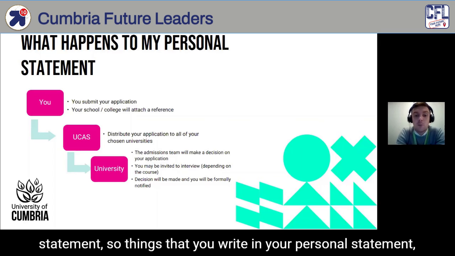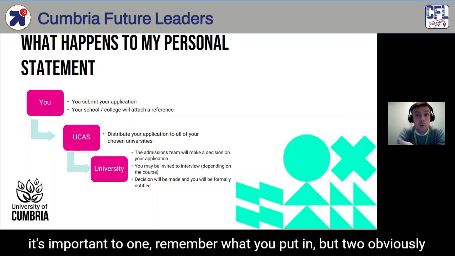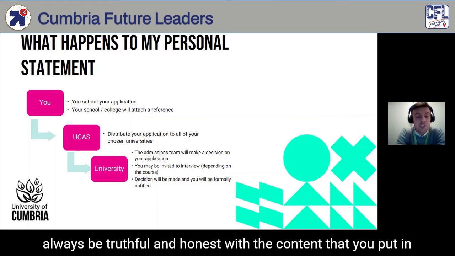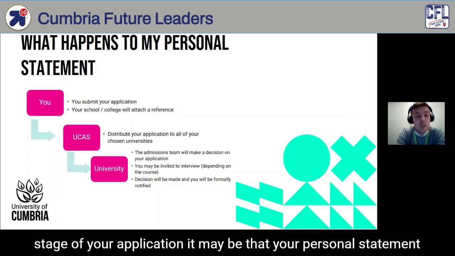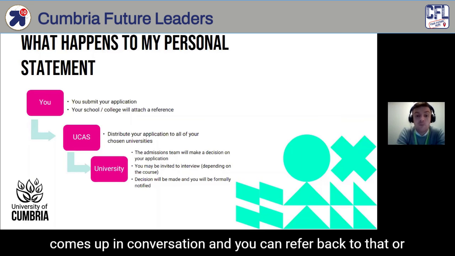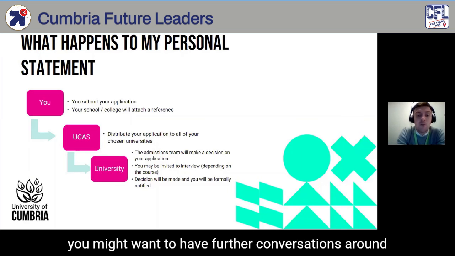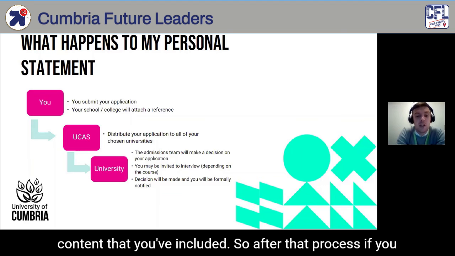So with things that you write in your personal statement, it's important to, one, remember what you've put in, but two, always be truthful and honest with the content you're putting in. Because if you are asked along to an interview or at a future stage of your application, it may be that your personal statement comes up in conversation and you can refer back to that, or you might want to have further conversations around content that you've included.